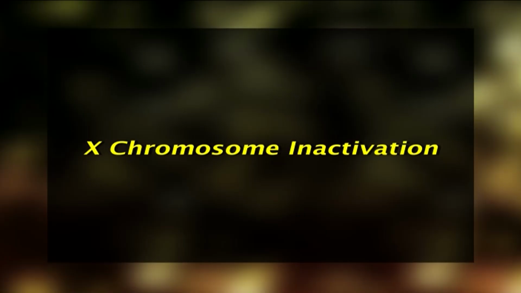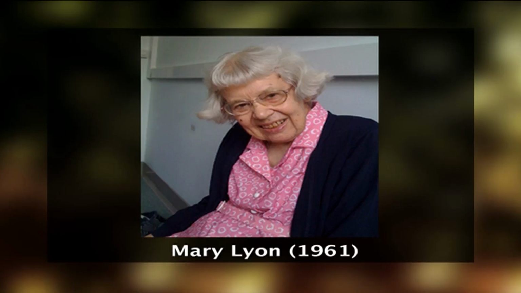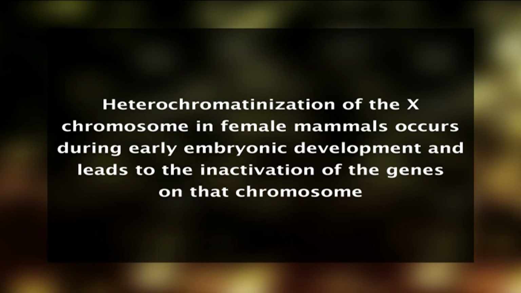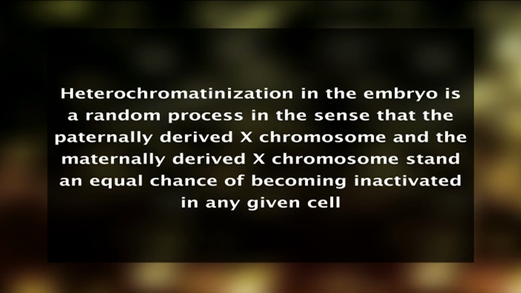X chromosome inactivation. Based on her studies of the inheritance of coat color in mice, the British geneticist Mary Lyon proposed the following in 1961. Heterochromatinization of the X chromosome in female mammals occurs during early embryonic development and leads to inactivation of the genes on that chromosome. And heterochromatinization in the embryo is a random process, in the sense that the paternally derived X chromosome and the maternally derived X chromosome stand an equal chance of becoming inactivated in any given cell.